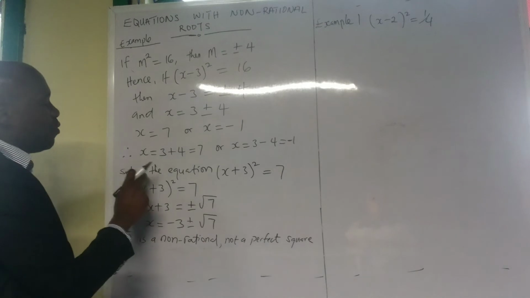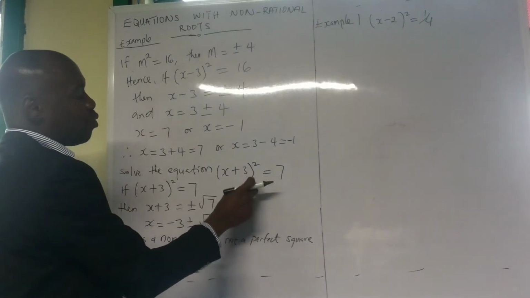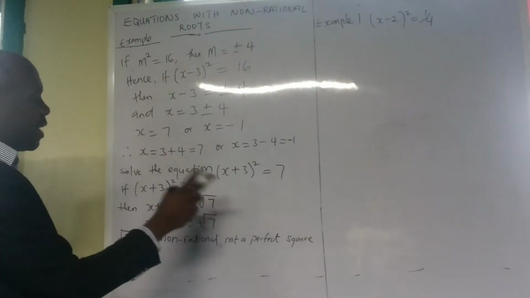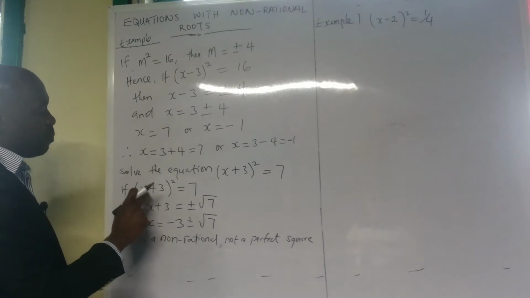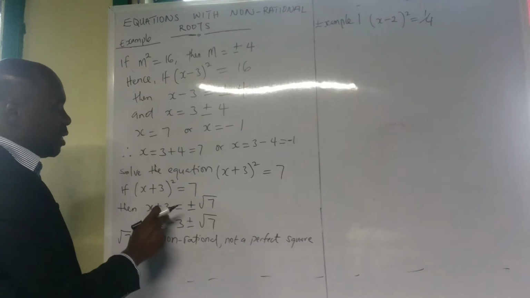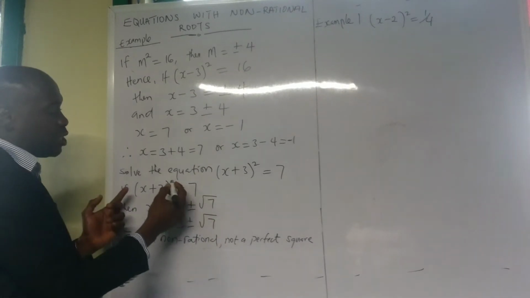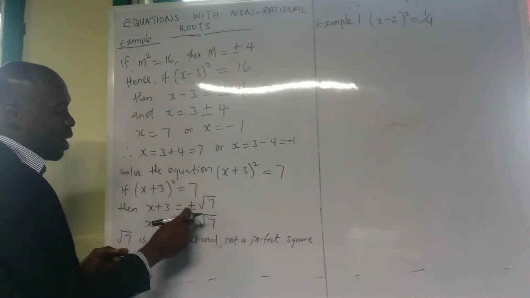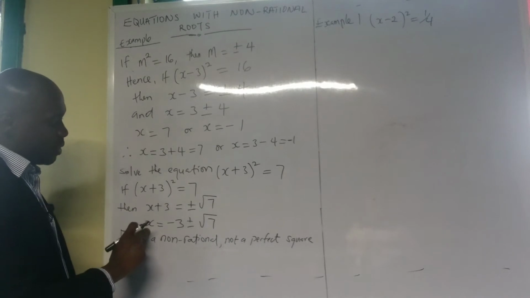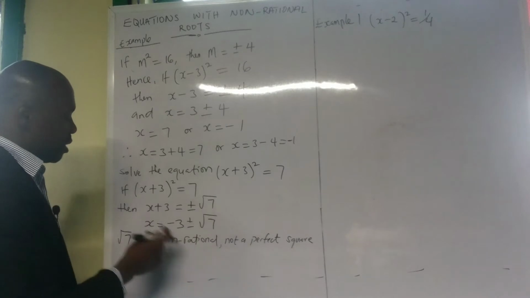Let's see another example here. They said solve the equation (x plus 3) raised to power 2 equals 7. From here, if (x plus 3) raised to power 2 equals 7, then x plus 3 equals plus or minus square root of 7. We transfer this square root to this side. That's why we could arrive at plus or minus square root 7. So x equals minus 3 plus or minus root 7.